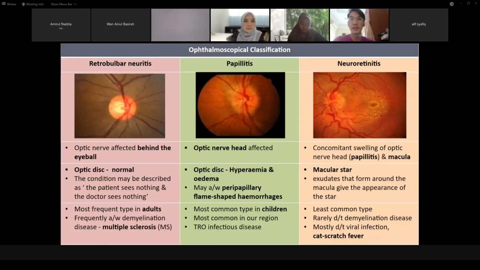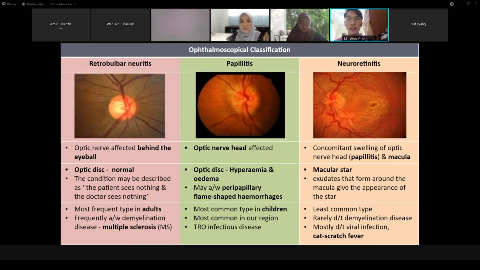So this is basically a summary and also the conclusion of differences among the three kinds of ophthalmoscopic classification of optic neuritis. So as you can see, in retrobulbar neuritis, the optic disc is actually normal. We cannot see any findings. So the condition is actually described as the patient sees nothing and also the doctor sees nothing. It is the most frequent type in adults and also frequently associated with multiple sclerosis, which is the most common kind of demyelinating disease under optic neuritis.